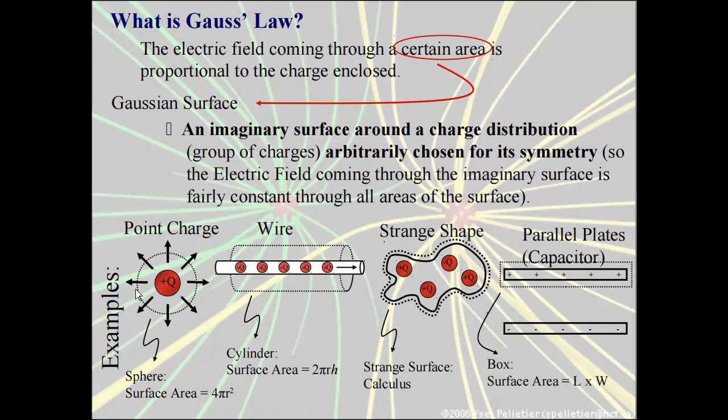For the point charge, specifically for Coulomb's law, we can denote the electric field like this. But for a cylinder, 2 pi r will be the surface area. And for a sphere, the surface area will be 4 pi r squared. For a strange shape like this, we have to use calculus to find the whole surface, because it is a non-uniform surface. And for parallel plates, especially for a capacitor, we have to use the surface area like this, length multiplied by width.